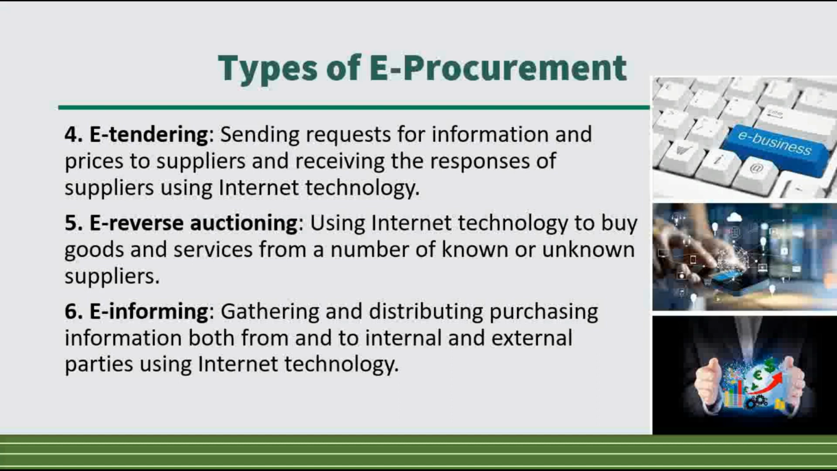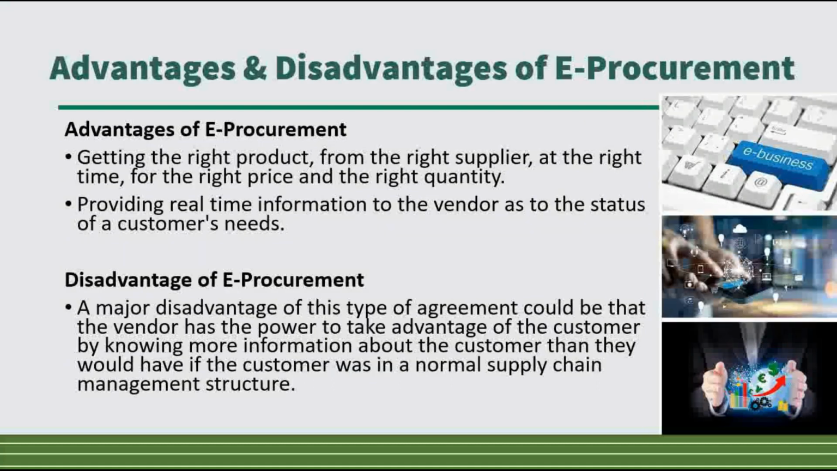E-tendering is involved in sending requests for information and prices to suppliers and receiving the responses of suppliers using internet technology. E-reverse auctioning is involved in using internet technology to buy goods and services from a number of known or unknown suppliers. E-informing is involved in gathering and distributing purchasing information both from and to internal and external parties using internet technology.